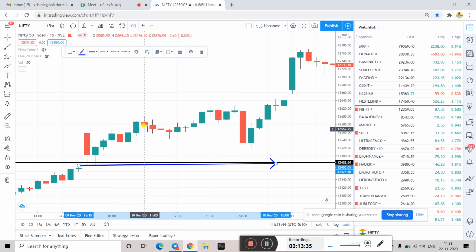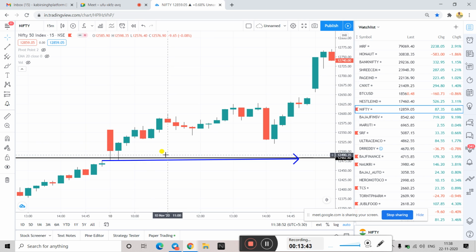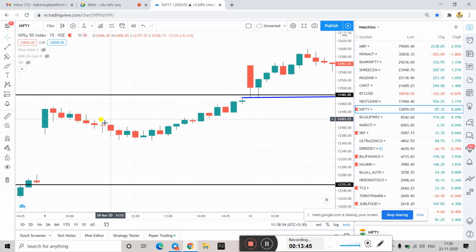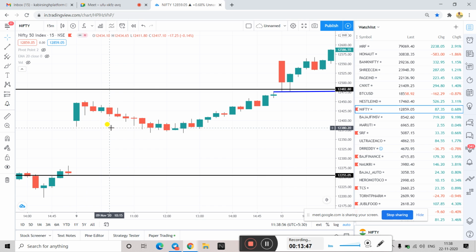In this case, the price has gone up, so this range is your stop loss. And then it has sustained above. Here, price has taken support at the lower range only. What will happen is, I'll tell you what will happen.